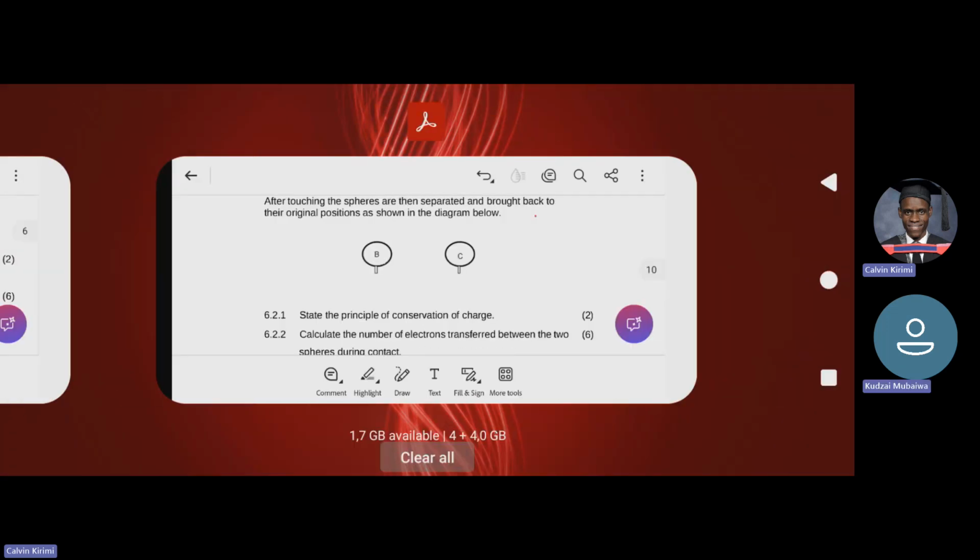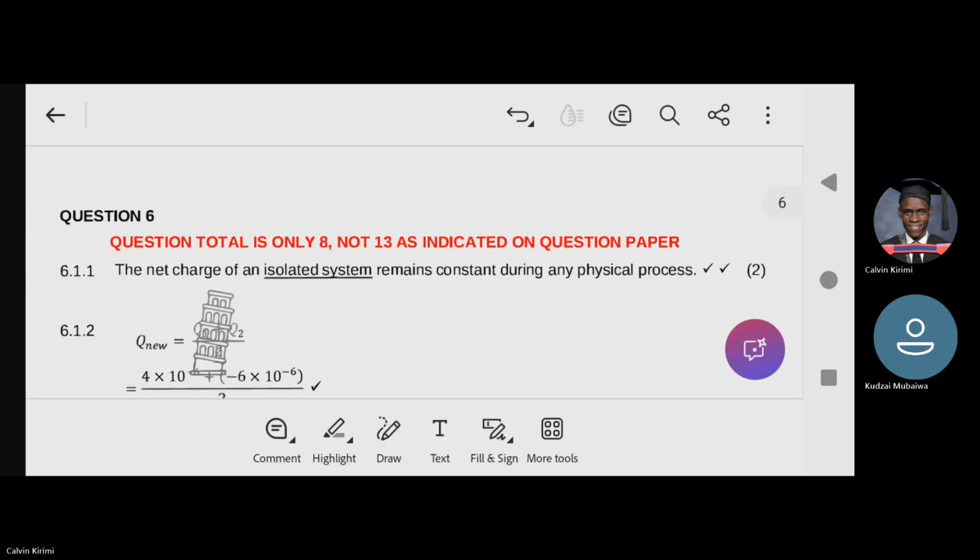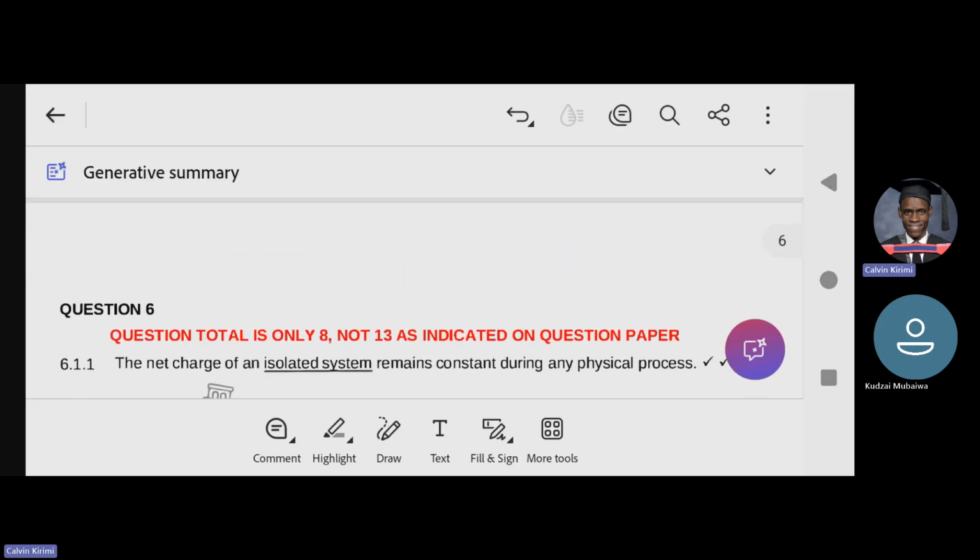That is the principle, the principle of conservation of energy. This one: the net charge of an isolated system remains constant during a physical process. So what do they mean by the net charge? It means the overall charge. Yes, that is the one that remains constant. Constant.